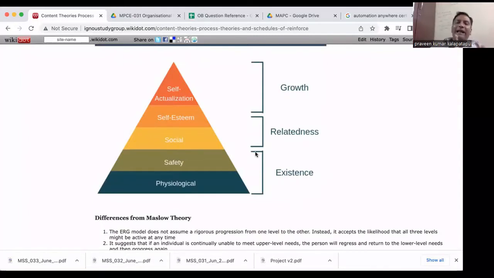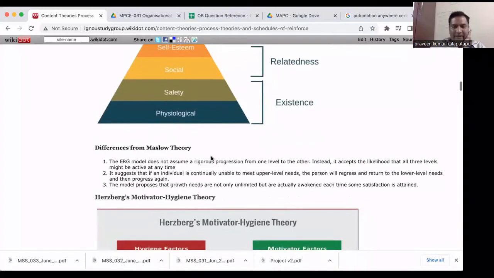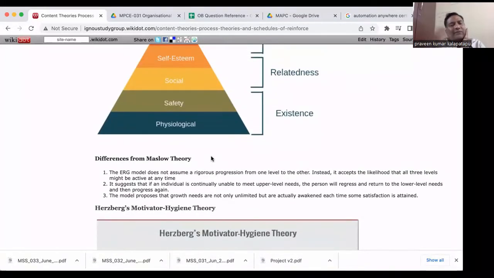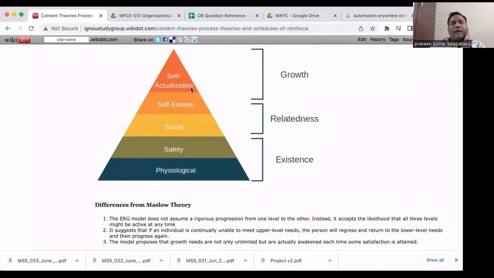So it is not like a ladder where you first do this, and only then this will start. At any point of time, all three could coexist. But it depends on the intensity each of these might have, individual to individual, but it is not like a ladder. Basically, he also talks about how sometimes you would go back and forth, and these things would change.